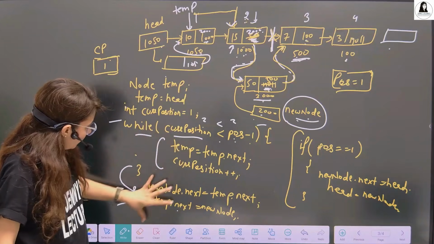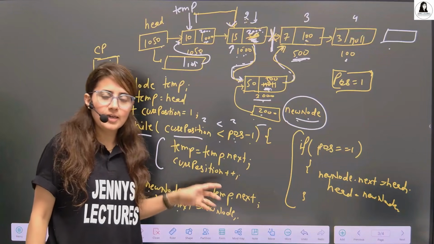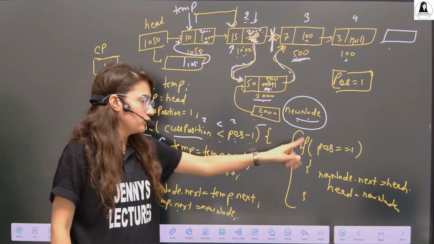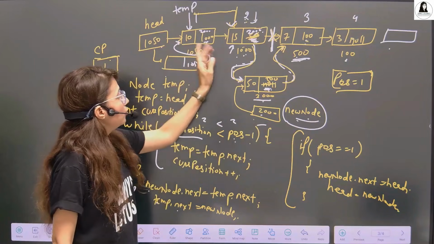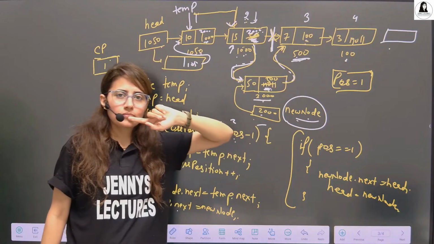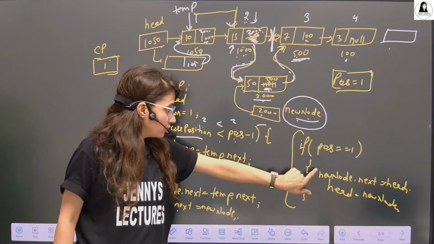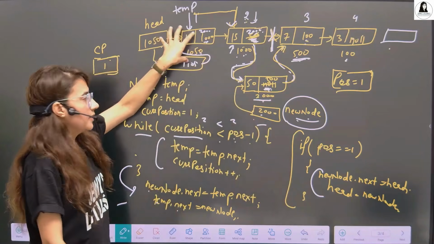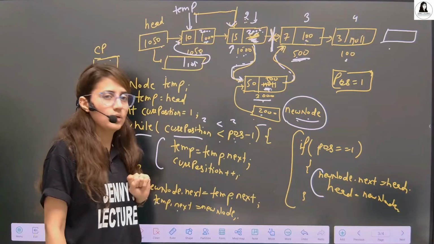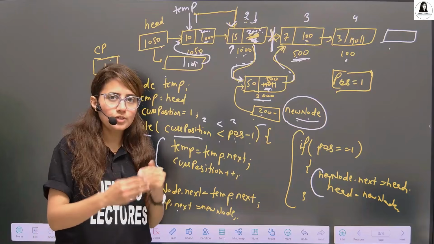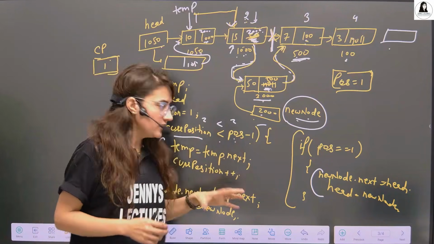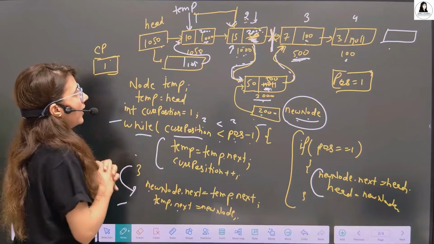This while loop and this code will handle every position except position 1, from 2 to any position. But if position is 1, then you have to insert at the beginning. So this code will not work for it. So this thing you need to take care of. Every other case will be handled by this. I hope you got this.